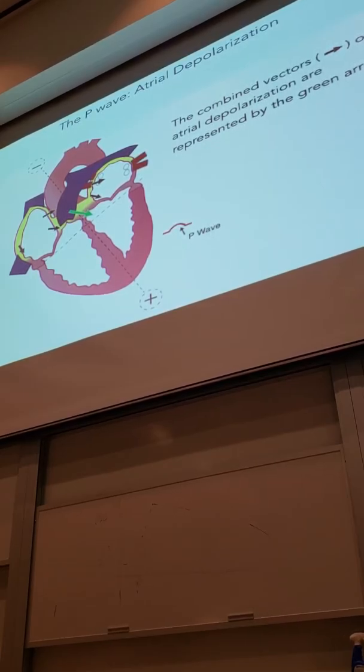Okay. Easy? Nothing to it. Okay. So that's the simple part. We have a P wave corresponding to the atrial depolarization, right? So this vector is headed towards the positive, and that's why we see a positive P wave. Okay? Any questions?